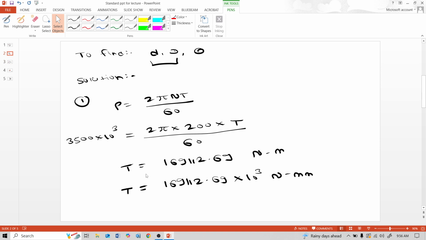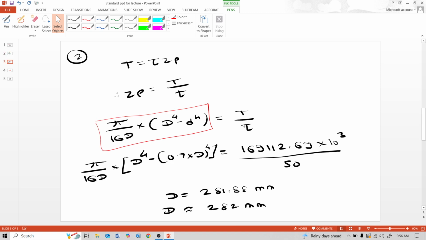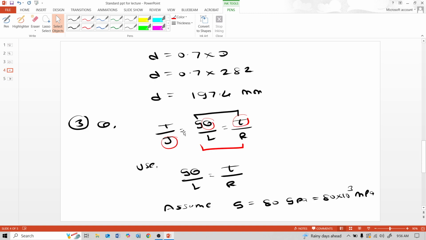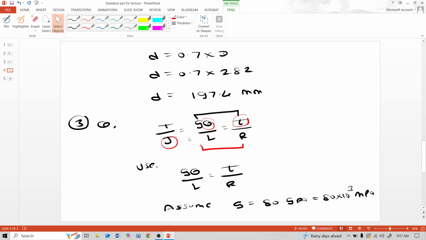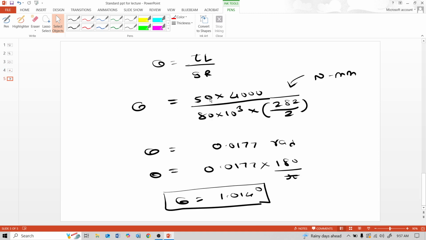And this T we calculated in our step 1. Why did we calculate this T? Because it is required in step 2 and step 3. Tau stress is given in the numerical. So the external diameter is 282 mm, and the angle of twist we calculated using the torsion formula. Theta is 1.014 degree. Thank you very much.